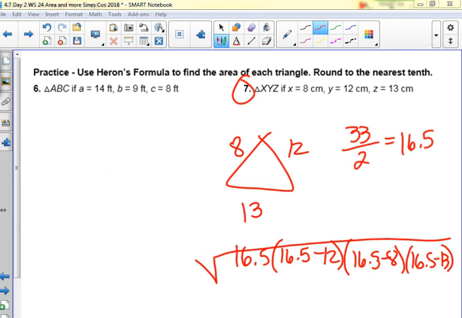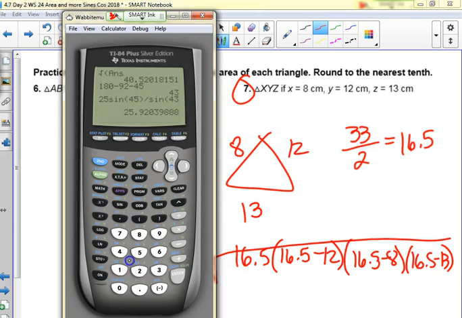Okay, I'll show you how to do it so that you can store it if you want. 8 plus 12 plus 13 divided by 2. And then I'm going to say store, which is down here above the on. And then I'm going to hit the X key, which is right next to the green alpha, and enter.